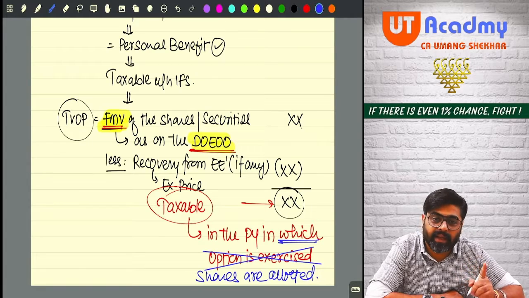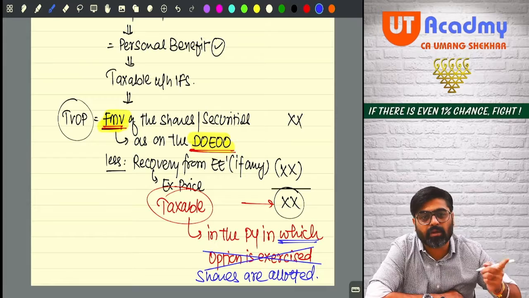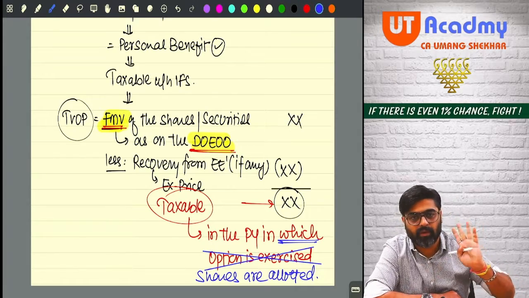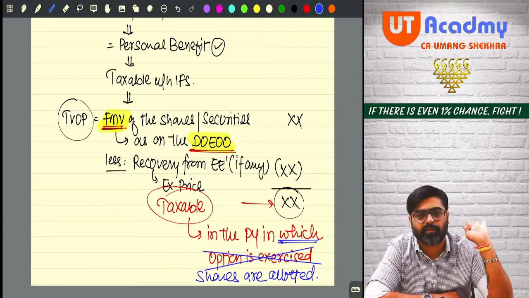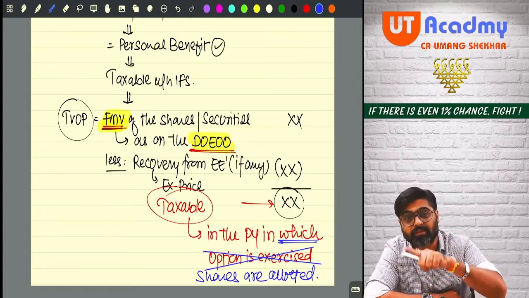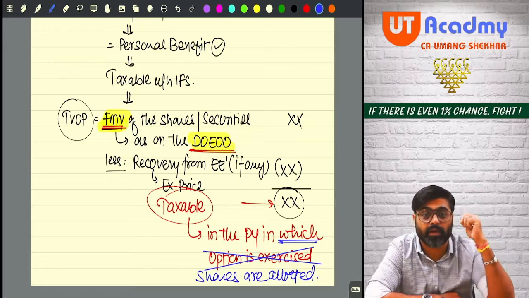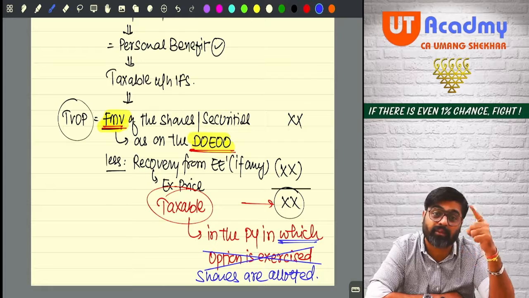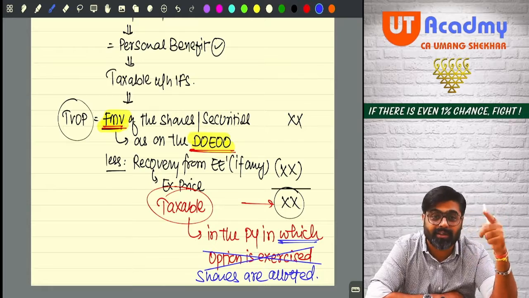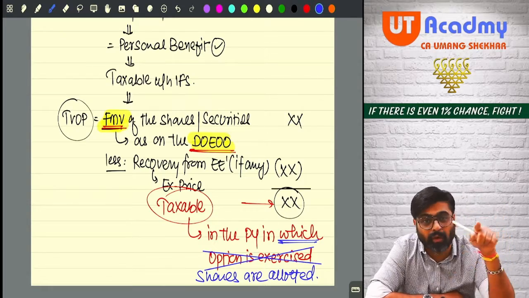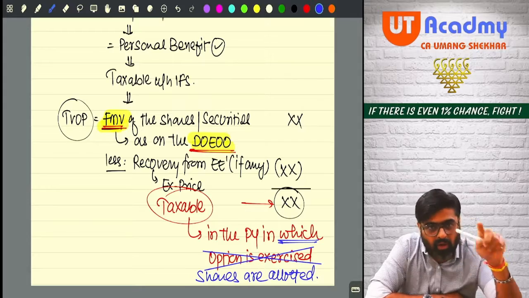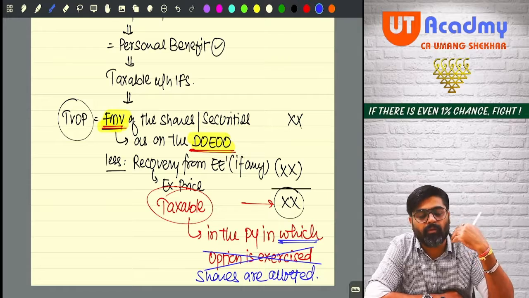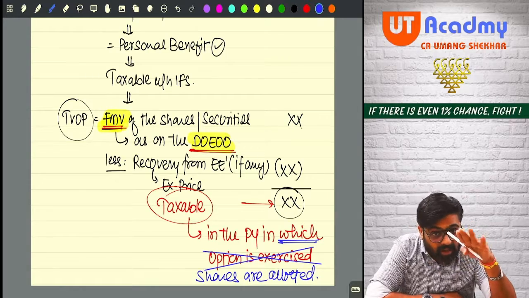So whenever that date comes, for example, that date is coming in previous year 24-25. Option is also exercised in 24-25. So the value will be taxable in 24-25. But what if the option is exercised in 24-25 but the shares are allotted in 25-26? The value will not be taxable in this year. Value will be taxable in the year in which the shares are allotted, because till the time the shares are not given to you, not registered on your name, not allotted to you, till that time you are not going to get this benefit. So this benefit will become yours only if the shares are allotted to you.